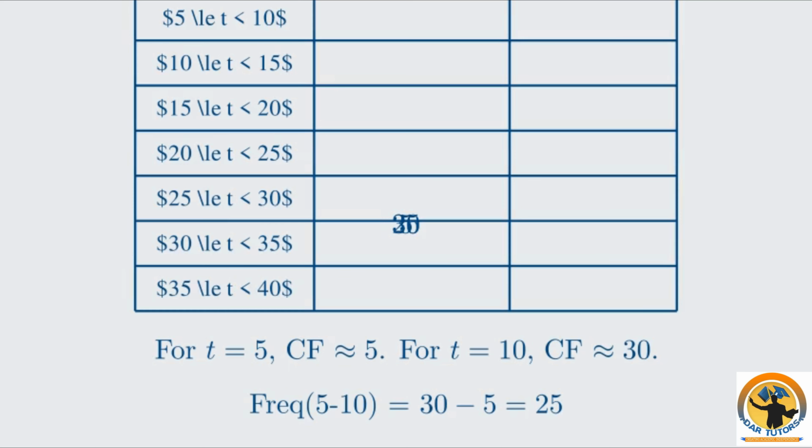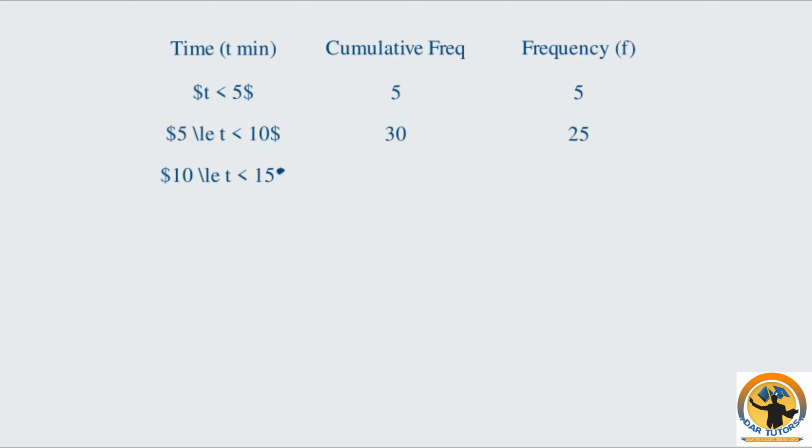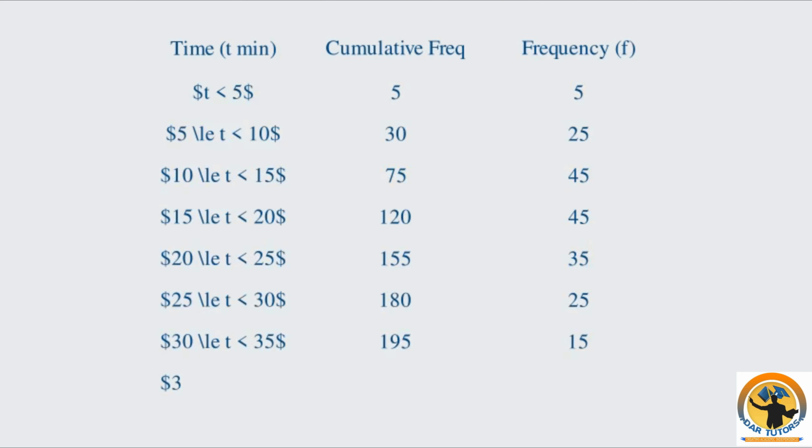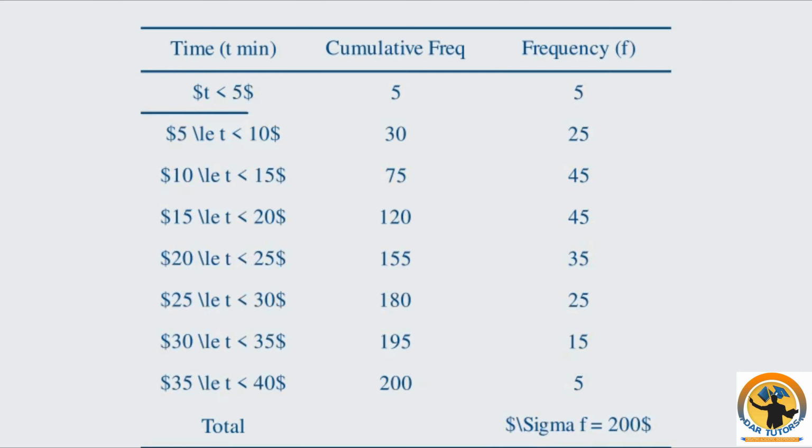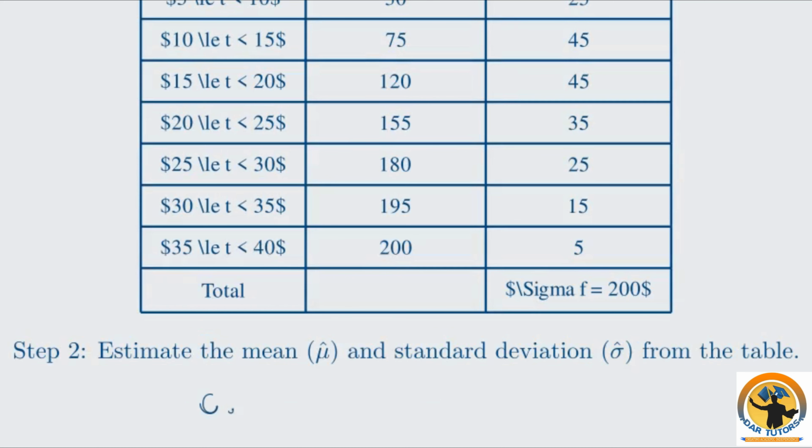We repeat this process for each interval by taking the difference between consecutive cumulative frequencies on the graph. For the next interval, 10 to less than 15, the frequency is 75 minus 30, which is 45, and so on for all the intervals. We should check that our total frequency sums to 200. Now we have our grouped frequency table.